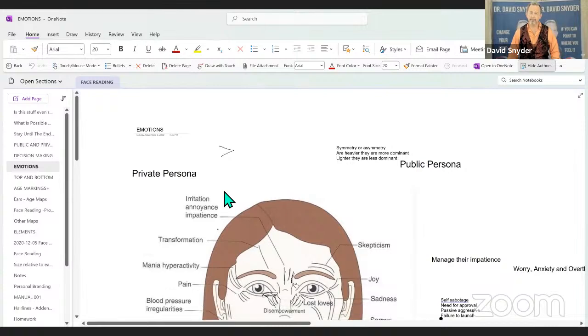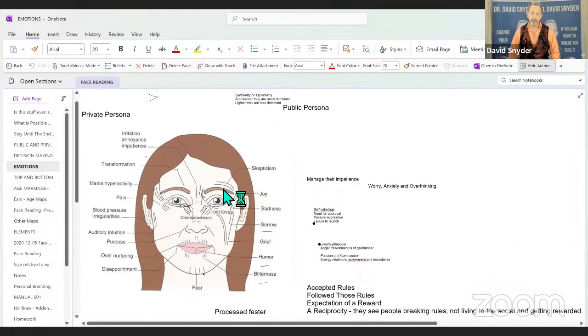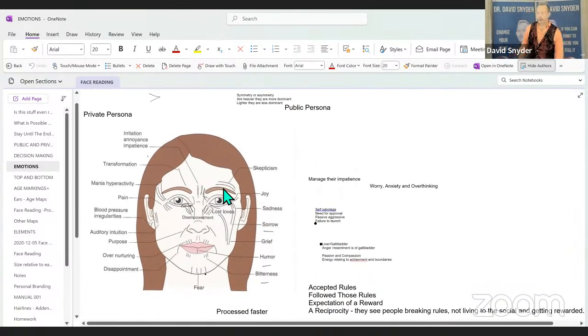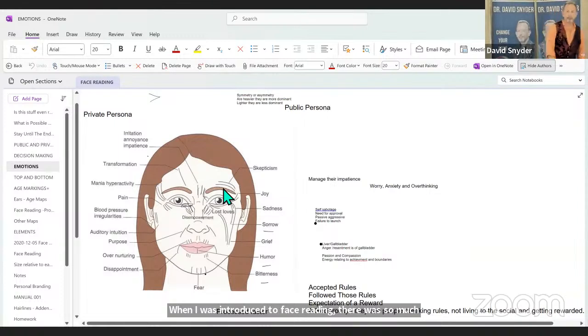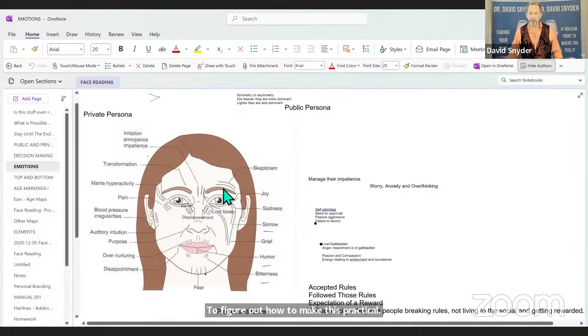This is one of my favorite maps. When I was introduced to face reading, there was so much Chinese medicine involved that I really struggled to figure out how to make this practical for you guys. And so I actually wound up creating 2 separate systems for face reading.